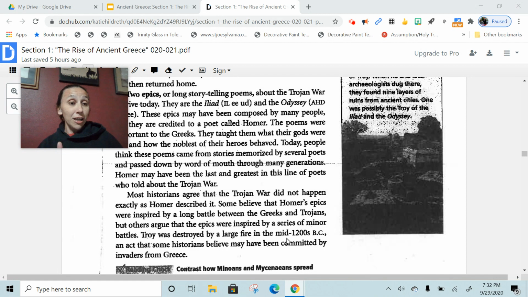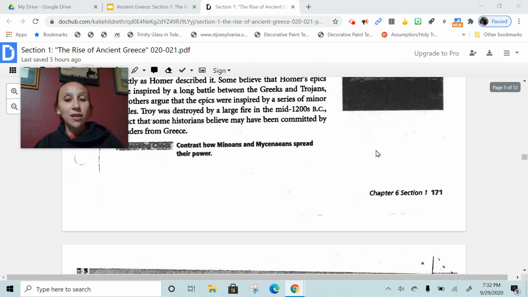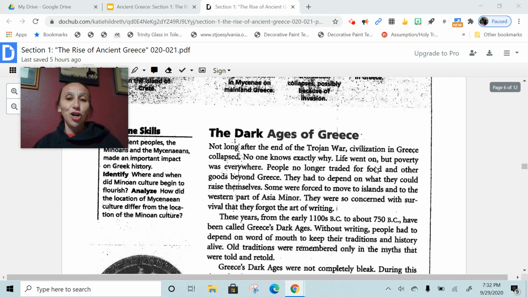But this is another section. So you're going to go to your graphic organizer. You're going to write Trojan War, give me 3 details, and then you can move on to the next subsection. So we're going to move on. And the Dark Ages of Greece, which I will talk about. I use this actually in my video for day 3.